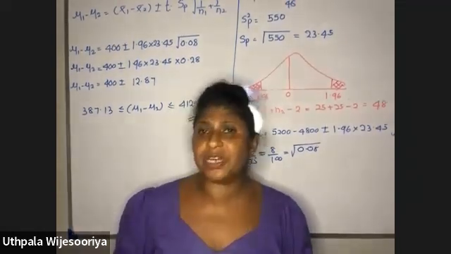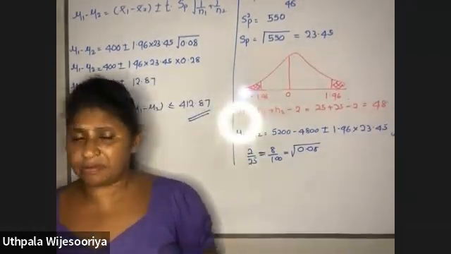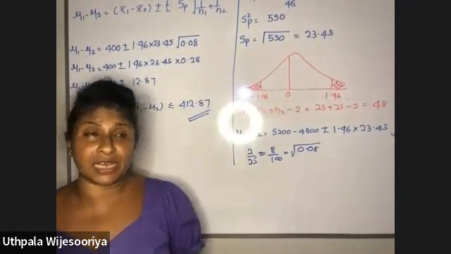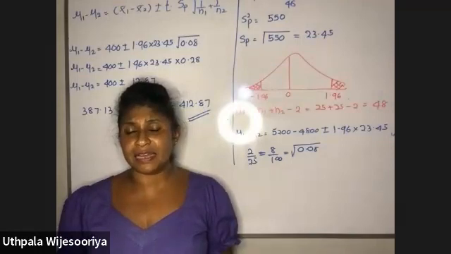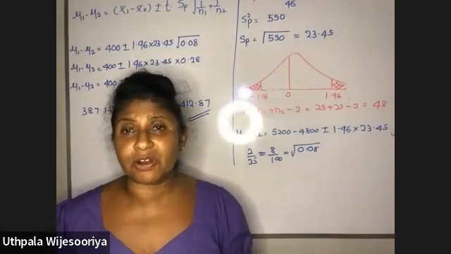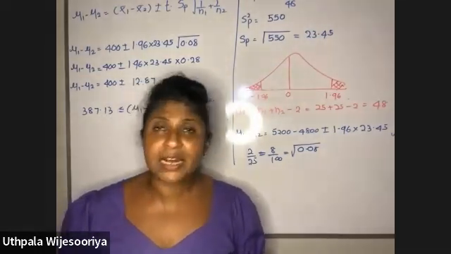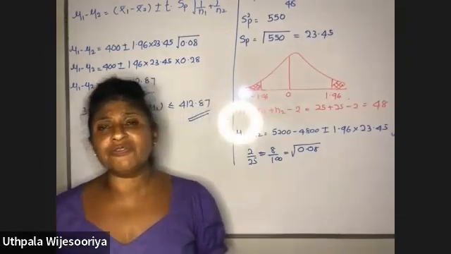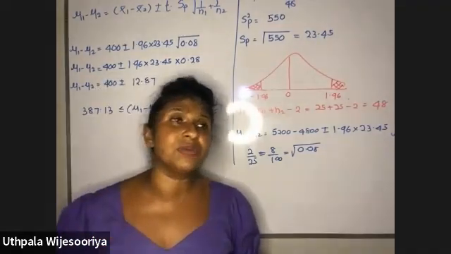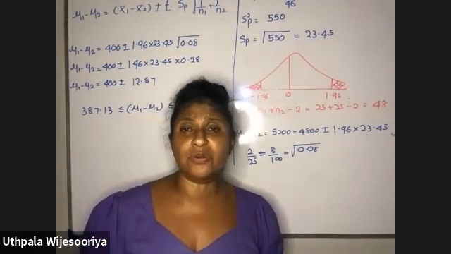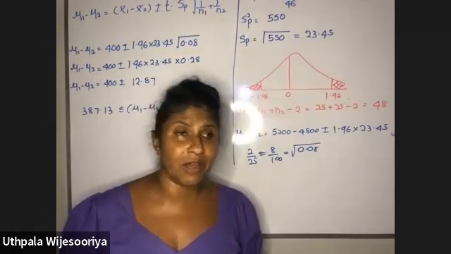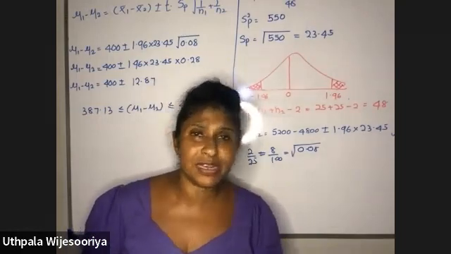The population distribution. And the standard error. What is the standard error? The standard deviation of a sampling distribution. And the confidence level. What is that confidence level? I think the other two are okay, you know about them. So what about the confidence level?